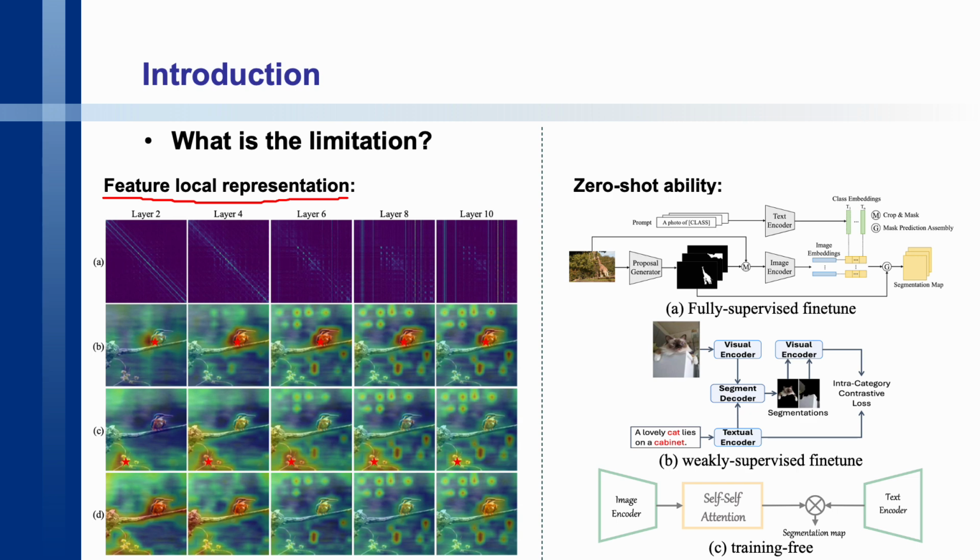In addition, most open vocabulary models rely on fine-tuning with downstream datasets, which inevitably impairs CLIP's inherent zero-shot capability. These issues both restrict the effectiveness of CLIP for open vocabulary segmentation. Next, I'd like to share our work.